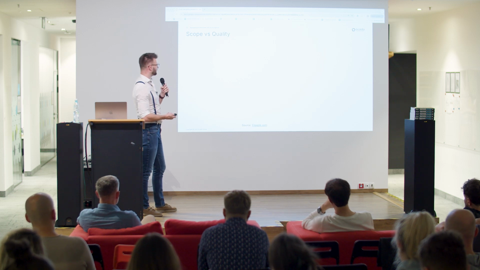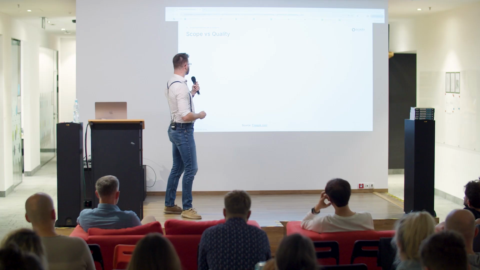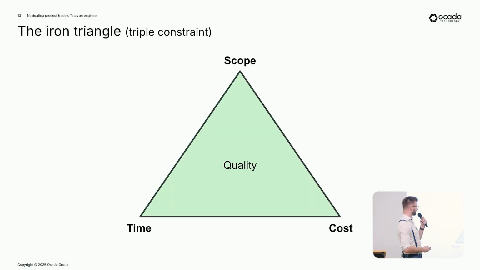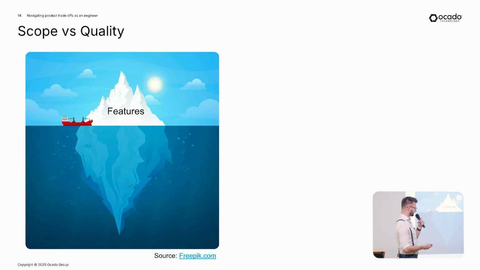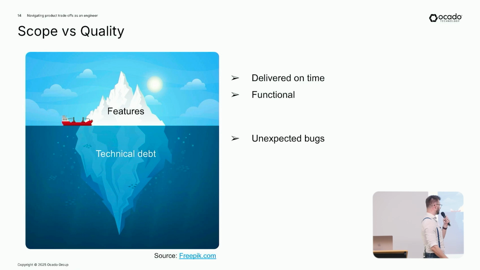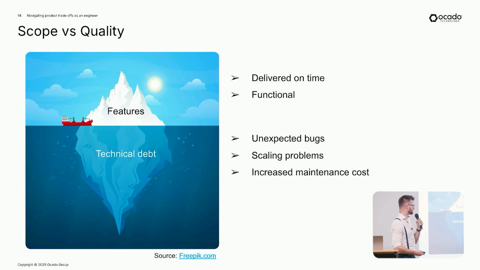The way I like to see it is that it looks like an iceberg, where on top of the iceberg, the part that we can see are the features. So let's say that we wanted to have all those scope, time, and cost, and we delivered all the features. So on the surface, it looks like we delivered on time, and everything is functional. But below the surface, at the bottom, there's a big pile of technical debt, and it can involve unexpected bugs, scaling problems maybe, or increased maintenance cost in the future.